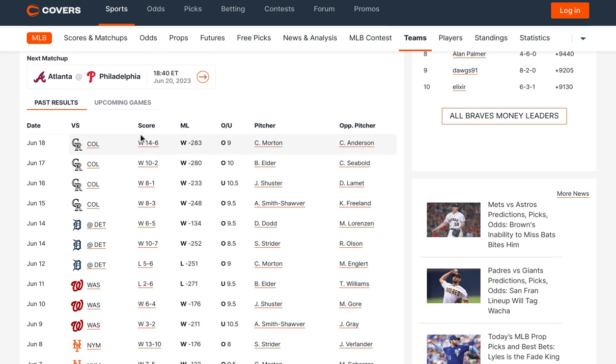Okay, so this was the game in question right here. This was the game that was being played. So what we're going to do is, it's very simple for Atlanta. We're going to add up all of the runs they scored in the last 8 games.